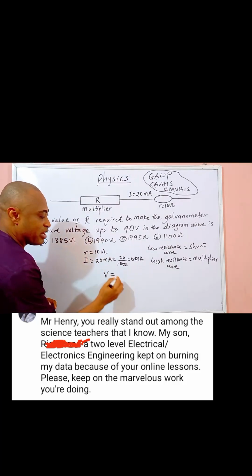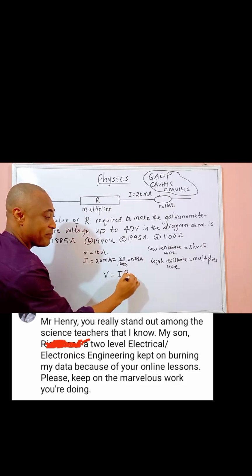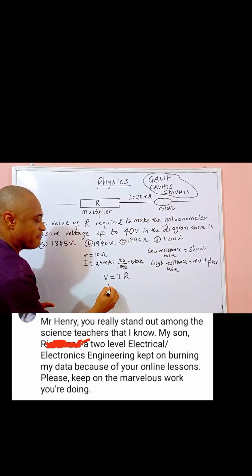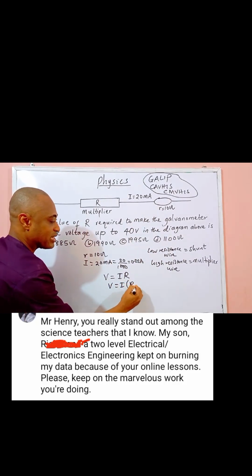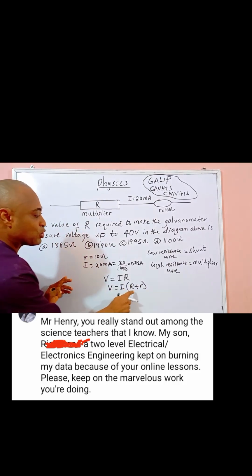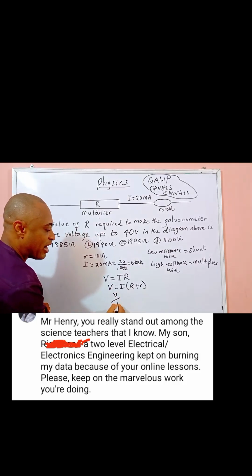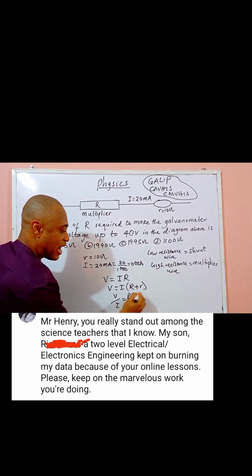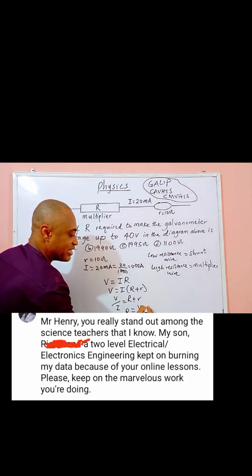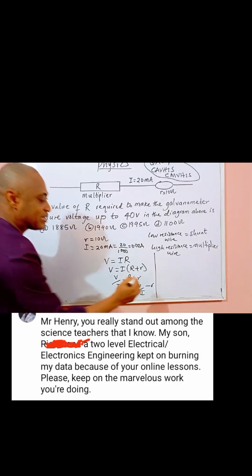Now, if I want to solve this, how would I do this? My V equals to what? IR. Remember Ohm's law. But this time I have an internal resistance. So my V will be I into what? R, the sum of all the resistances. Such that if I want to calculate my R, V over I is what? R plus r. So my R becomes V over I, the voltage over the current, minus r, the internal resistance.